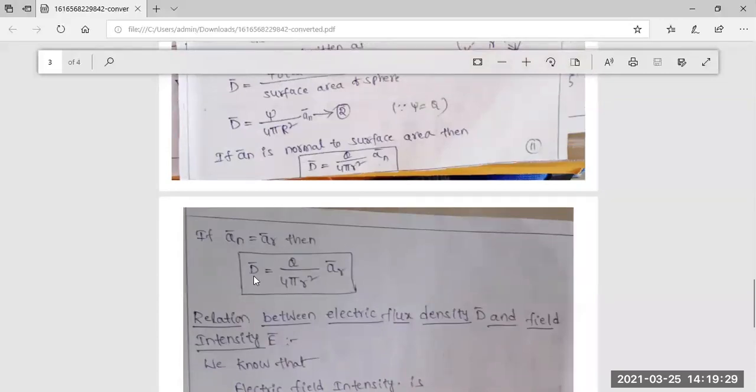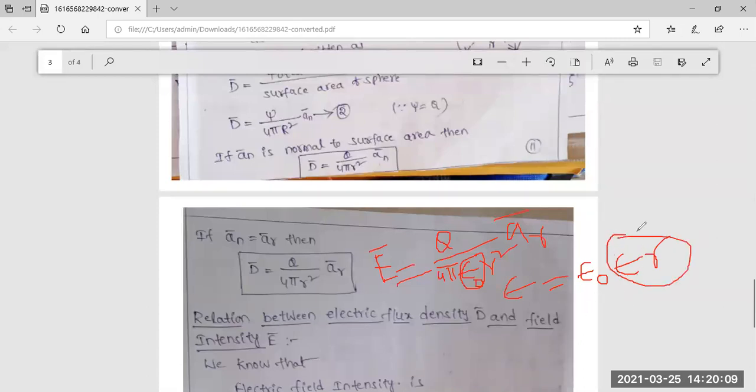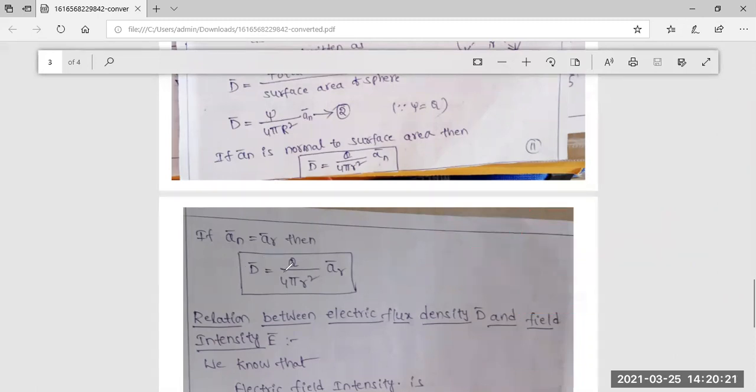So this is D bar equal to q by 4 pi r square into ar bar. Actually, we have already derived the electric field intensity due to a point charge, right? That is E bar equal to q by 4 pi epsilon naught r square, or epsilon r square, into ar bar. For a material or medium, take epsilon. For free space, take epsilon naught. Why? Because epsilon is equal to epsilon naught into epsilon r, and for free space epsilon r is equal to 1. That's why we write epsilon equal to epsilon naught. So this is the D bar value.